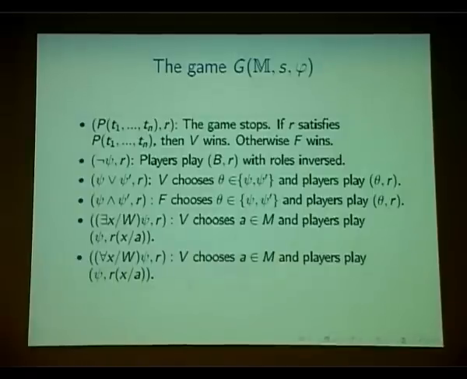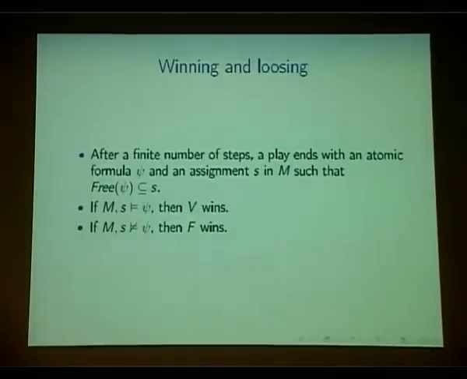For disjunction and the existential quantifier, it is the player who is the verifier who makes the moves. And for conjunction and the universal quantifier, it is the player who is the falsifier. When a play of the game ends, we have just 2 situations. As I said, either the atomic formula is satisfied by the corresponding assignment, in which case the verifier wins, otherwise the falsifier wins.